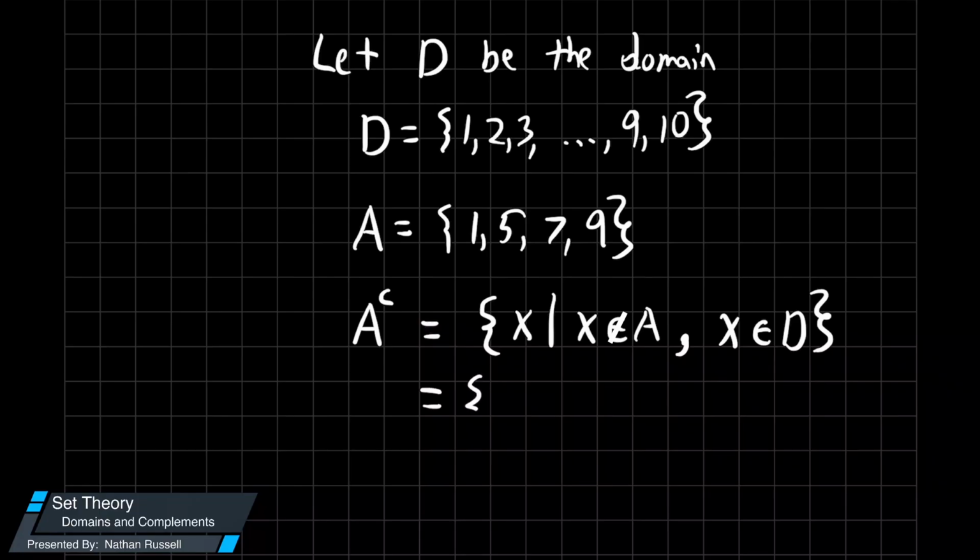So as a concrete example, 1 is in A, so it cannot be in the complement. 2, 3, and 4 are not in A, but they're in the domain. 5 is not in the complement because it's in A. 6 is in the complement, but not 7. 8 is in there, but not 9 because it's also in A. And then we have 10 because it's in the domain, but not in A. So that's effectively the simple idea behind what a set is, a domain is, and how to define the complement.